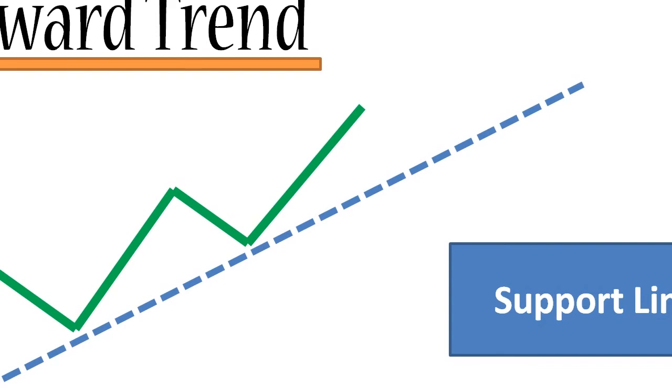And so what you can expect in a situation like this is that the price will once again come close to the line and bounce off it and keep moving upwards. And that's how you use a support line. So if you notice that the price has bounced off a diagonal line a couple of times in a row, then there is a good chance that it will bounce off the support line at least one more time. And that's how traders using technical analysis would enter into a buy order.